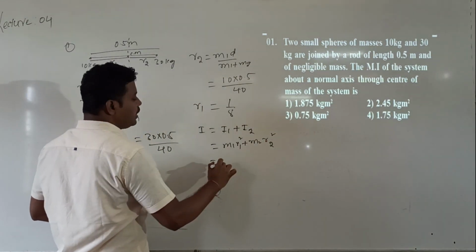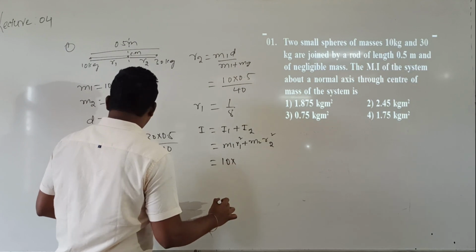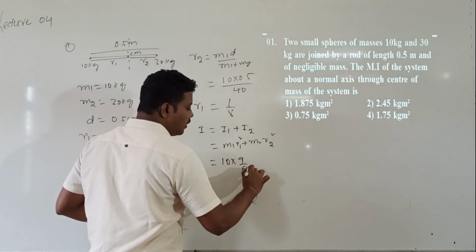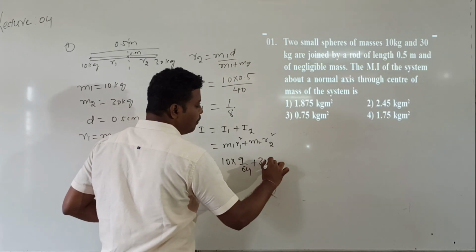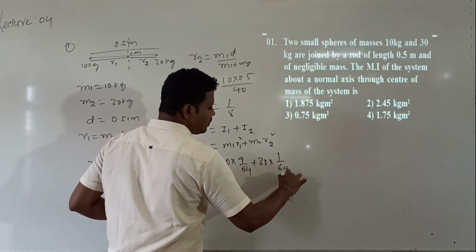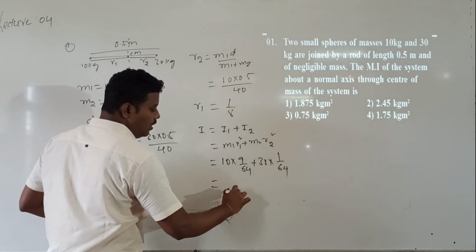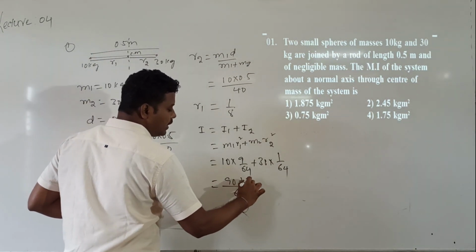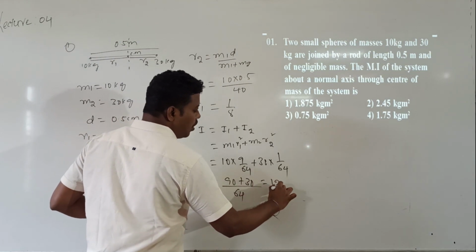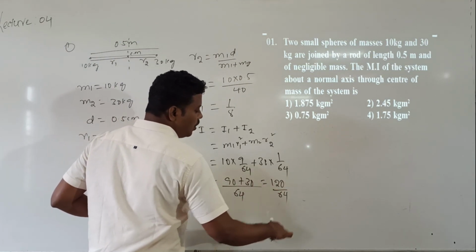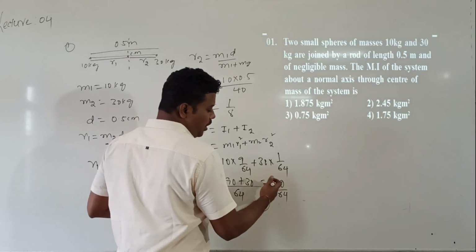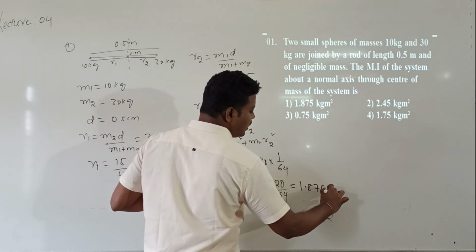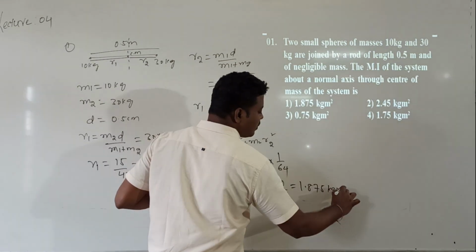So M1 value is equal to 10. 10 into R1 square value, which is 9 by 64, plus M2 value 30 into 1 by 64. Then what do I get? 64 is the LCM. Then here 90 plus here 30. How much is the total answer? 120 by 64. What is the 120 by 64 value? Very close to 2. So that is 1.875. Units kilogram meter square.